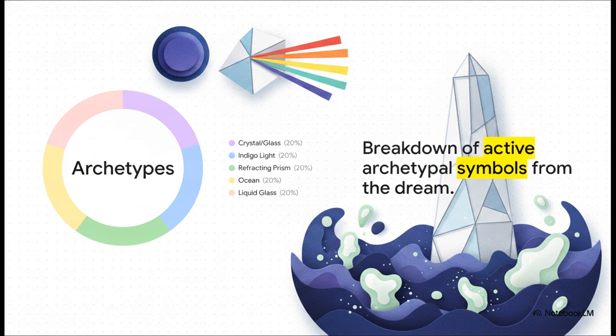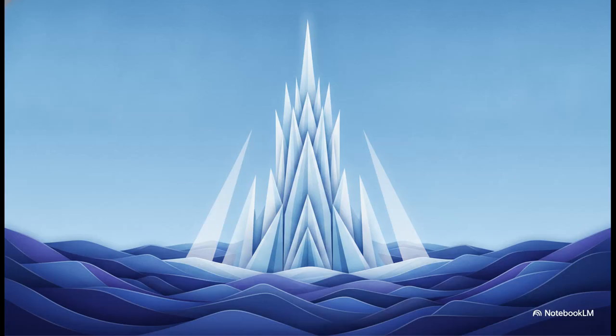And the dashboard visually breaks down those extracted symbols for you. From our vast black ocean and glass tower dream earlier, we can see exactly how the agents weighed those archetypes. We've got crystalline glass at 20%, indigo light, a refracting prism, a bioluminescent ocean, and liquid glass. They are all cleanly tracked right here, which allows you to spot these recurring themes that you probably never would have noticed consciously.